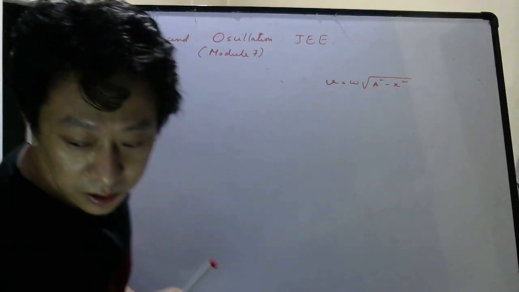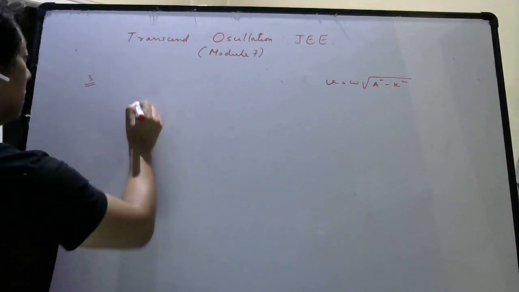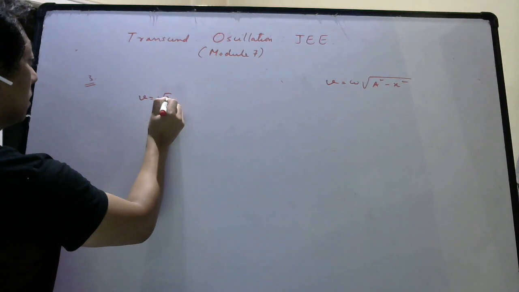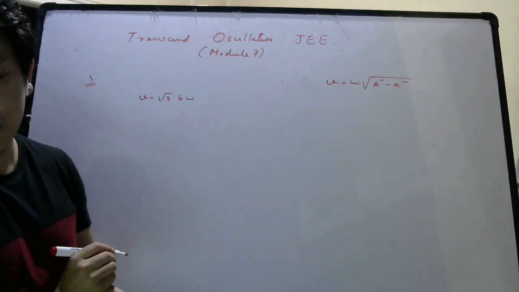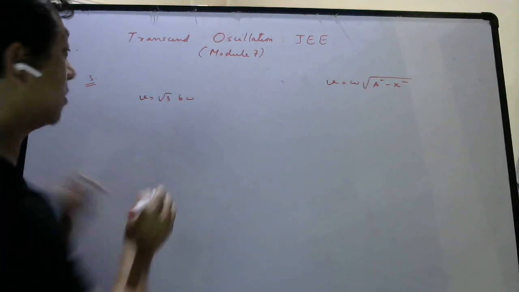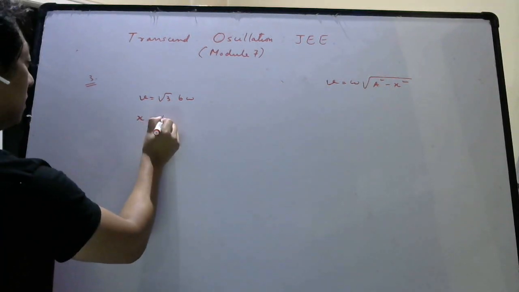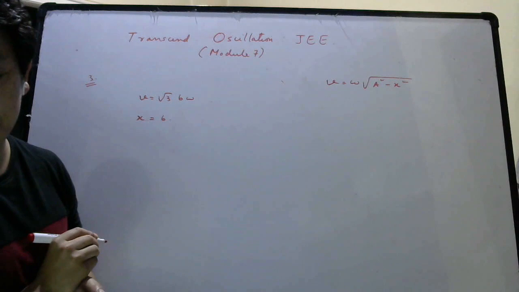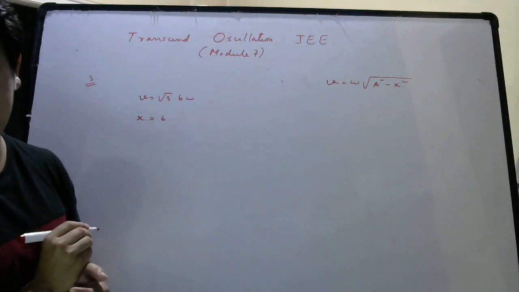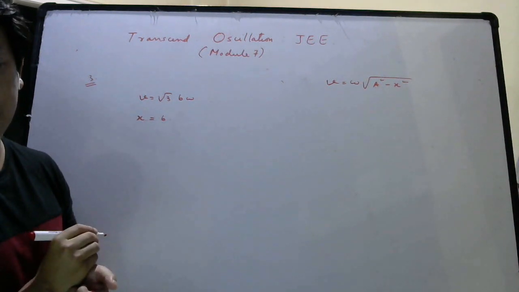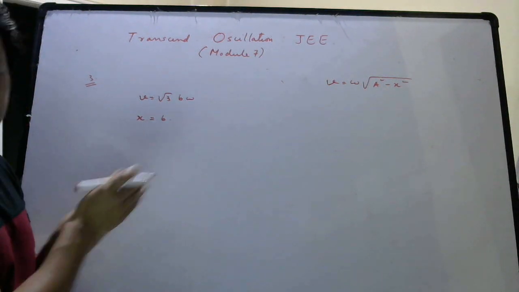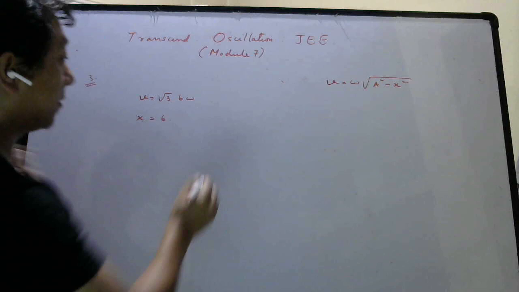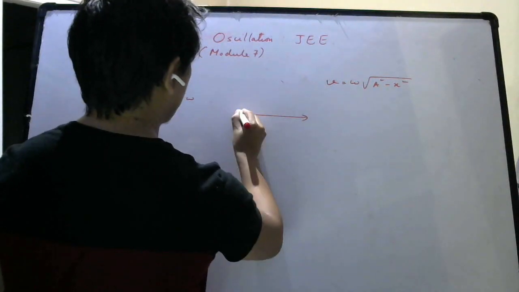And its velocity is root 3 b omega, where b is some constant, when it is at a distance b from the mean position. So displacement is b itself from its mean position, and omega is the angular frequency. They want you to find the time taken by the particle to move from that b position to the extreme position on the same side. So let us have a picture in our mind.